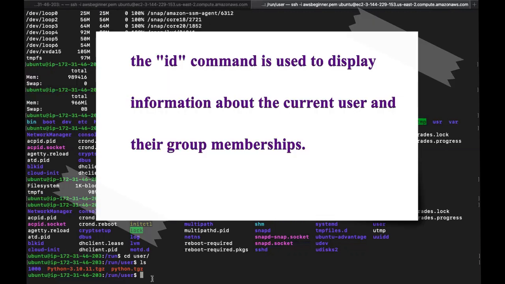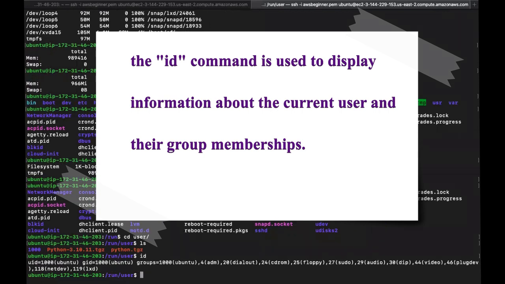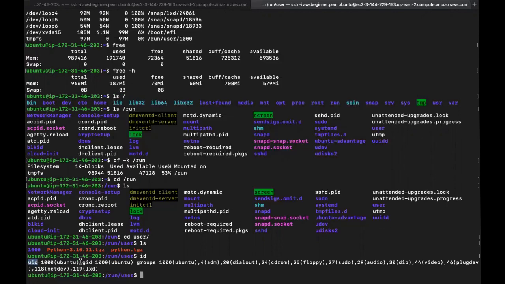So lastly, we'll do id, which gives us information about the particular logged in user. This user is called ubuntu. So we have the user ID, we have the group ID, right? We have information about the group. We have all of the processes running on this particular user.